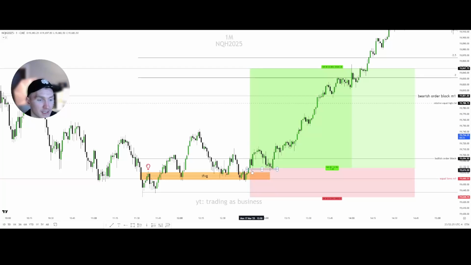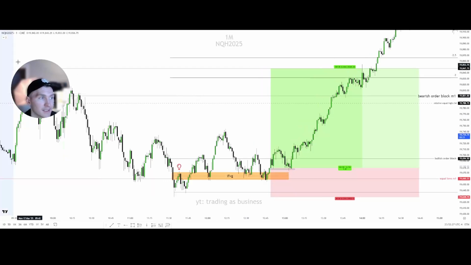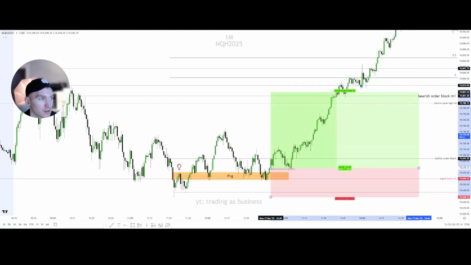Entry would be inside this fair value gap. Exit at the morning relative equal highs liquidity. Or if you want to go for a low hanging fruit objective, here relative equal highs, just like this.